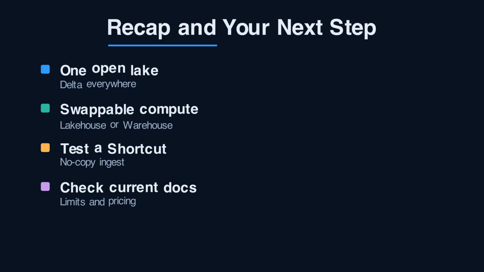Here's your concrete next step. Spin up a trial capacity, create one lakehouse, and use a shortcut to point at existing data in your current lake instead of copying it. That single experiment shows you the in-place model that makes Fabric different. And always verify capacity limits and pricing in the current Azure docs before you design for production.